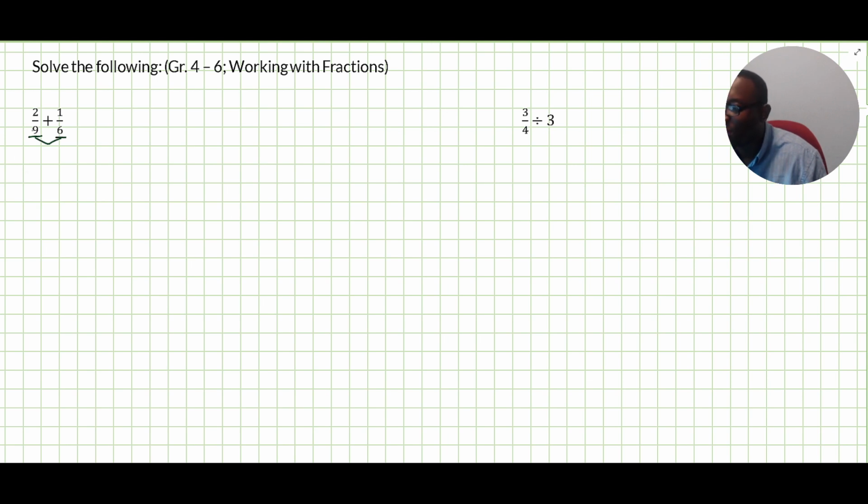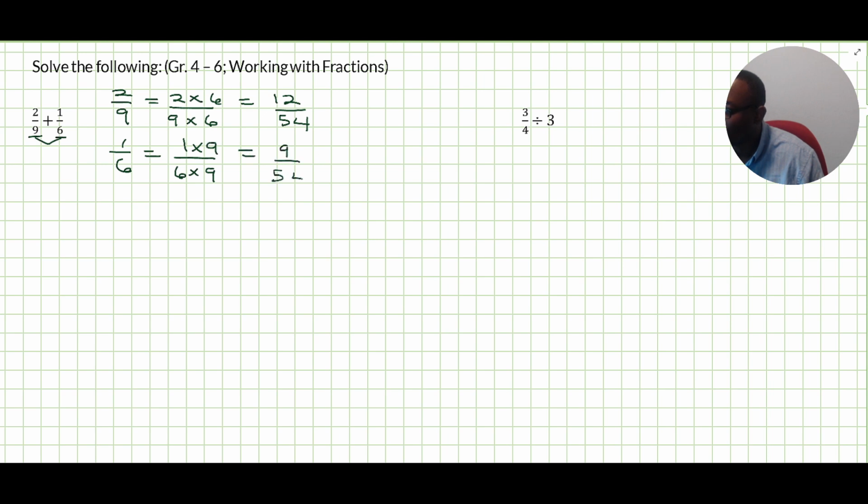Okay, so we have 54. Now I have 2 over 9. I need to make it a denominator of 54. I'm going to multiply 9 by 6, so I'm also going to multiply 2 by 6. That's going to give me 12 over 54. And then for 1/6, I need to multiply 6 by 9 to get to 54, so I multiply 1 also by 9. So this is going to give me 9 over 54.